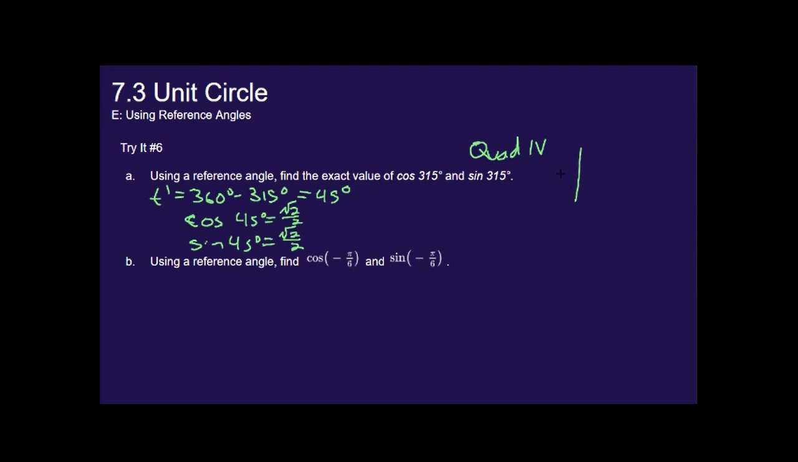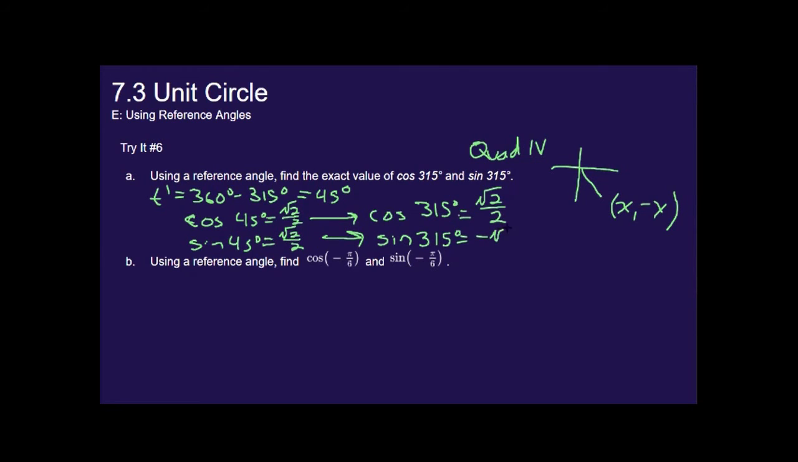Okay, if we're working in the fourth quadrant, that means our x is going to be positive, but we're going to have a negative y, so we need to make those adjustments. So the cosine of 315 degrees is equal to, the x is positive, so this stays square root of 2 over 2, but the sine is negative. Sine of 315 degrees equals negative square root of 2 over 2. And this is your answer.